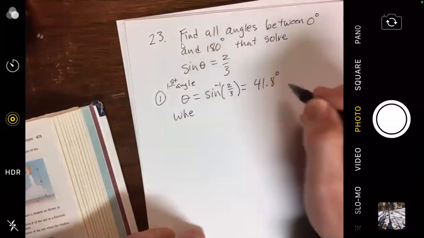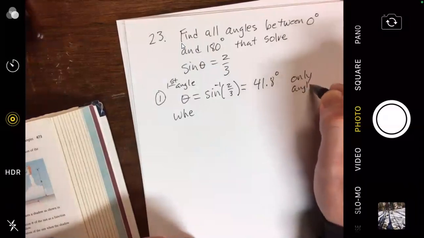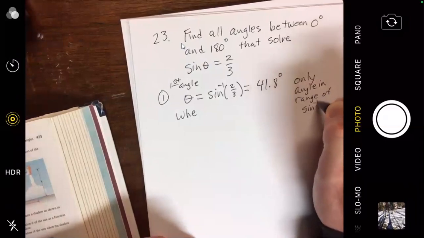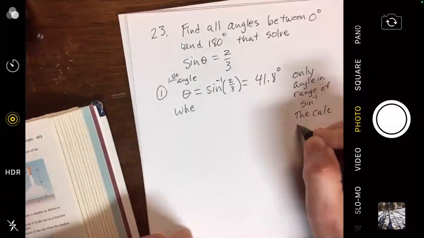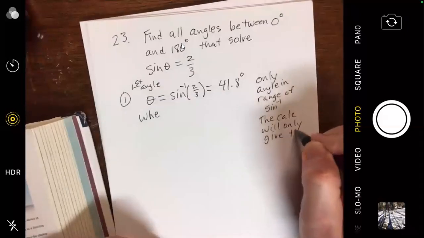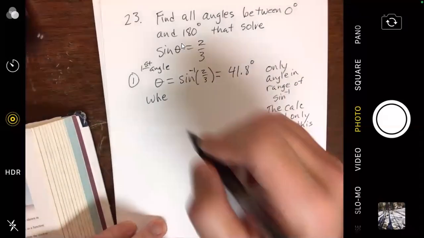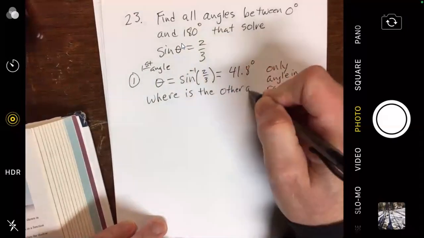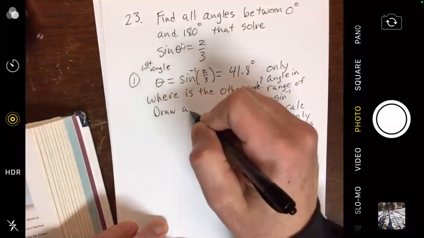Where's the other angle? Because that's all the calculator is going to give you. This is the only angle in range of arc sine. The calculator will only give this angle. Where's the other angle? Draw a diagram.